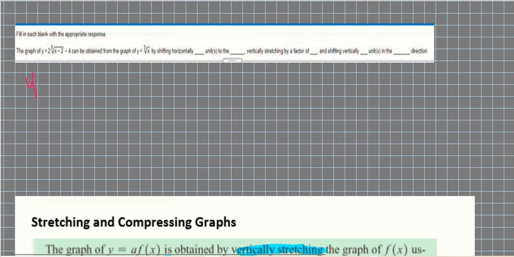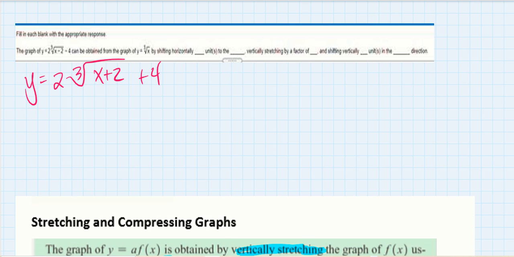So y equals 2 cube root of x plus 2, plus 4. All right, so if we're looking at this, the question asks: the graph of this can be obtained from the graph of the cube root of x by shifting horizontally blank units. So how much does it shift horizontally?